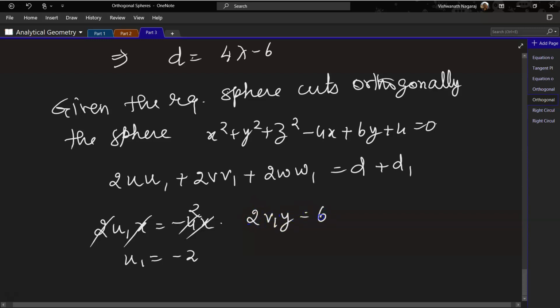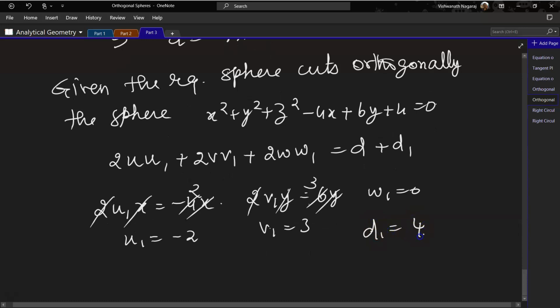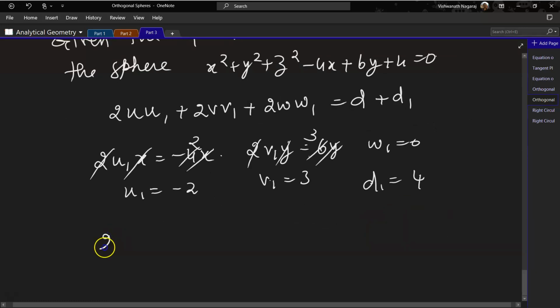2v1y is equal to 6y. So v1 is equal to 3. And w1 is equal to 0 because it is not there. And d1 is equal to 4. So now let's do the substitutions.